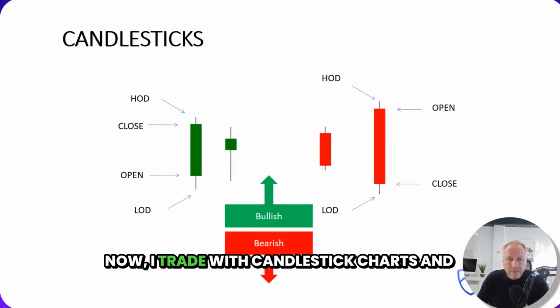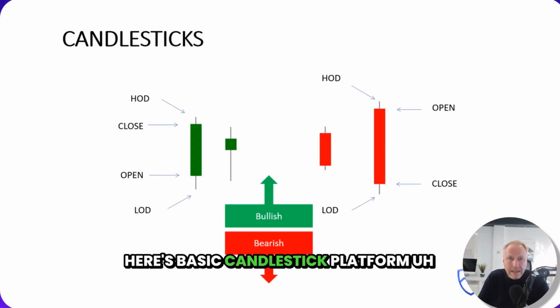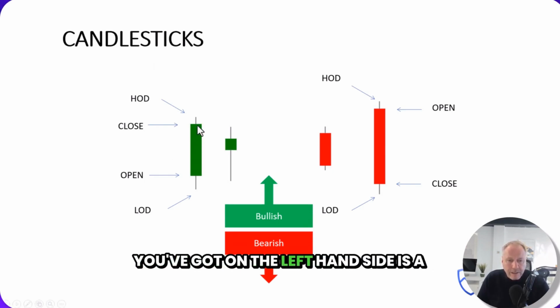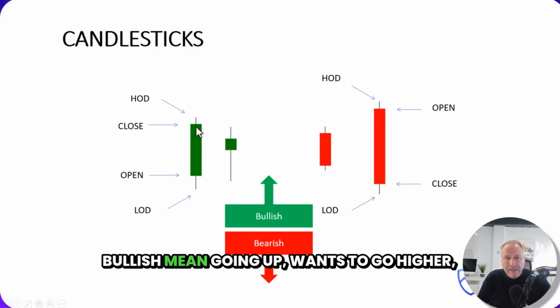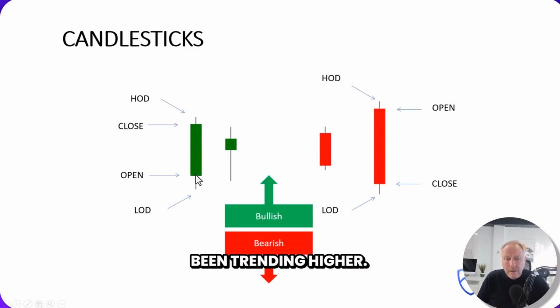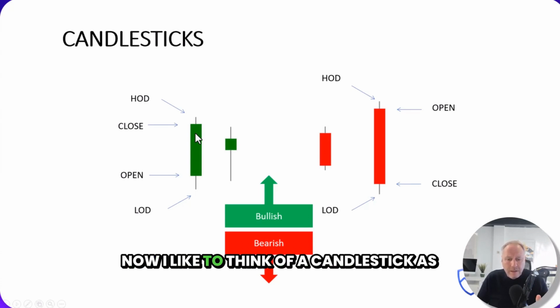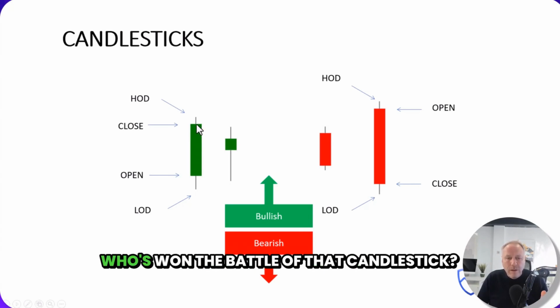Now, I trade with candlestick charts, and here's a basic candlestick platform demonstration. On the left-hand side is a bullish candle. Bullish means going up, wants to go higher, been trending higher. The market is bullish, or this candlestick is bullish. Now, I like to think of a candlestick as sentiment. What's the sentiment? Who's won the battle of that candlestick?